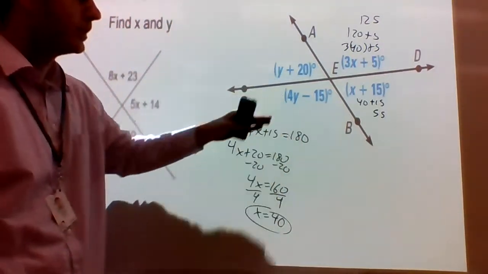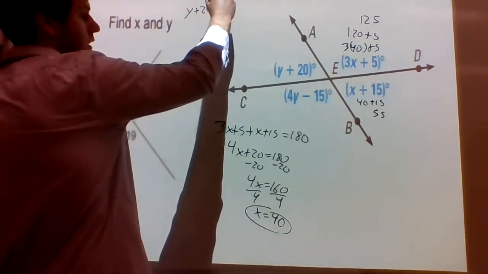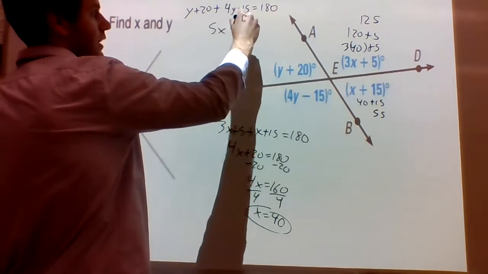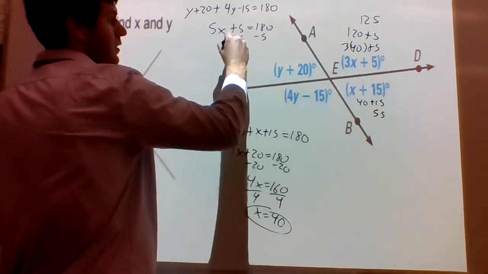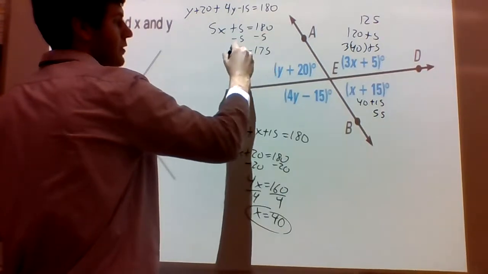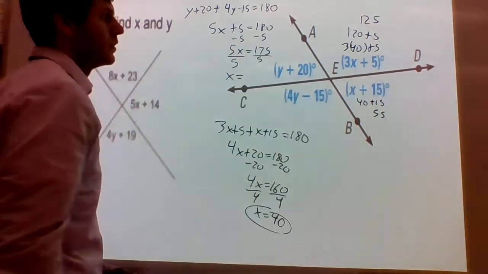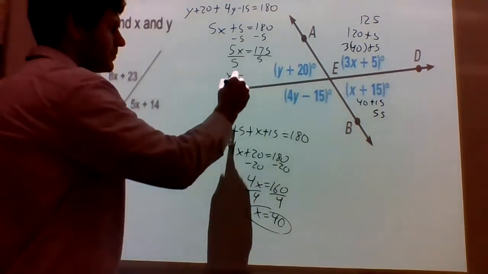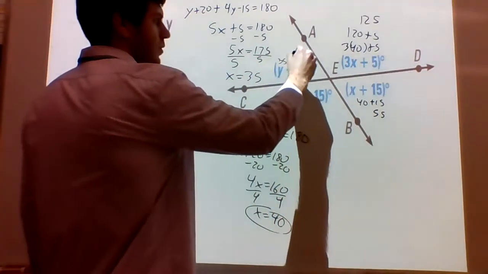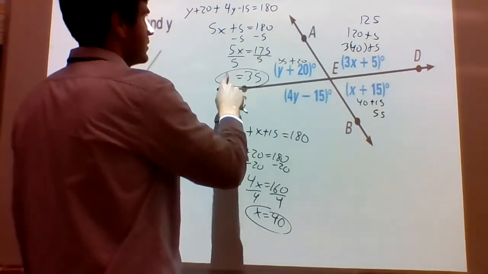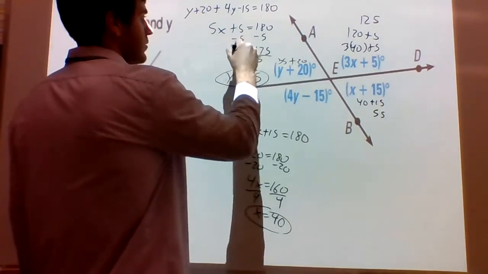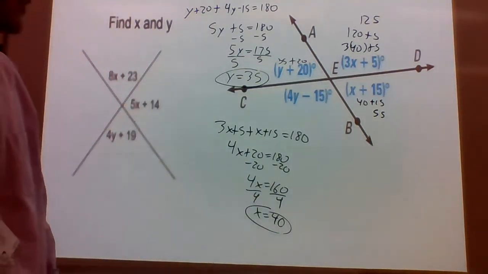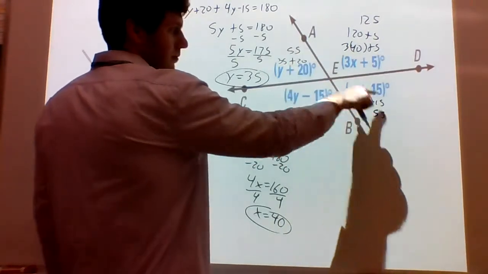The other equation we can set up here is y plus 20 plus 4y minus 15 is 180. 5y plus 5 is 180. Subtract 5. 5y equals 175. y is going to equal 35. 35 plus 20 is 55, so we're good, right?